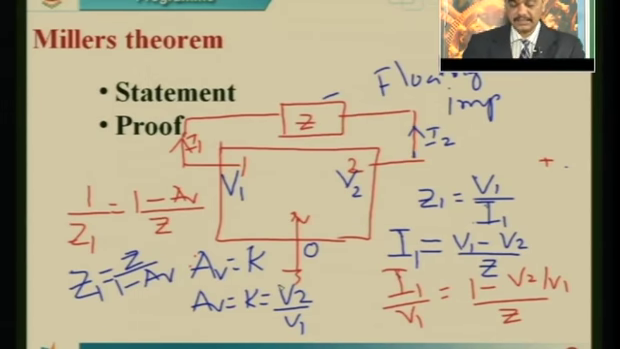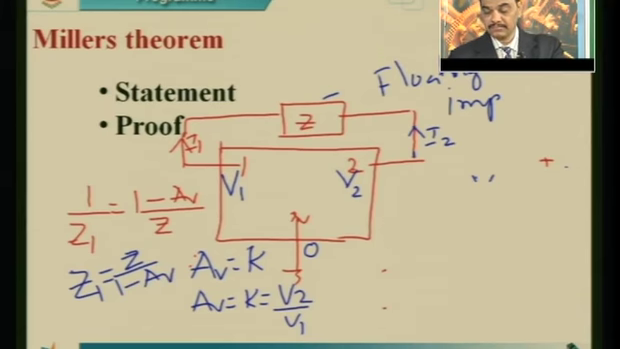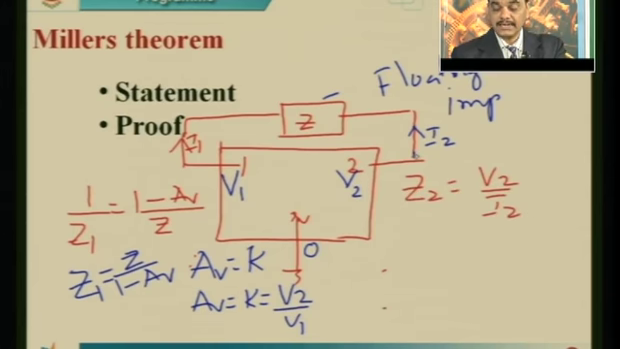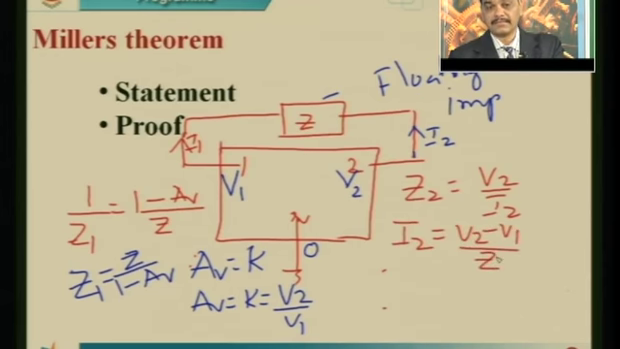Similarly, we need to calculate the impedance connected between node V2 and the ground. For this case, the impedance can be defined at the output node as Z2 equal to V2 by I2. Now, this current I2 is the current that leaves node 2. Finding I2 from the circuit, I2 is equal to V2 minus V1 divided by Z.